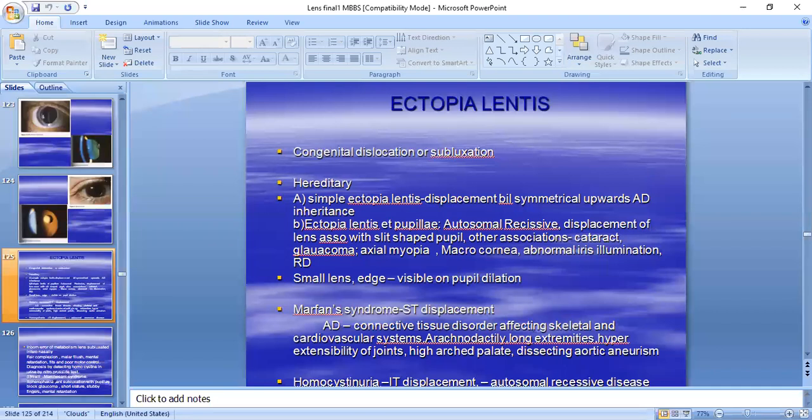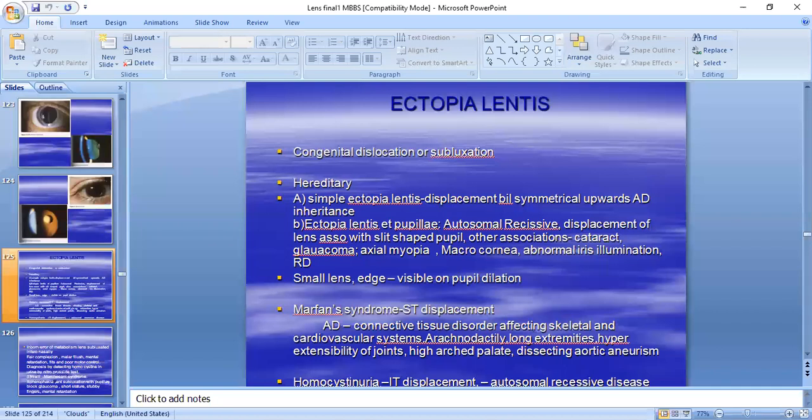A congenital dislocation or subluxation of the lens can occur, and it is mostly hereditary. In simple ectopia lentis, the displacement is usually bilateral and symmetrical, upwards. Autosomal dominant inheritance is there in these conditions.